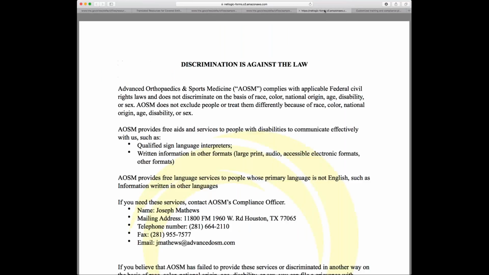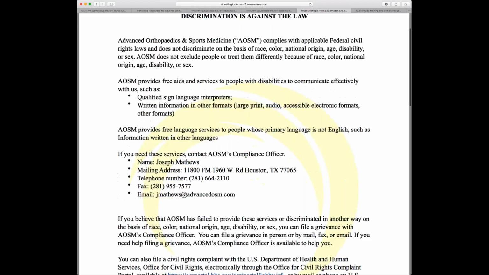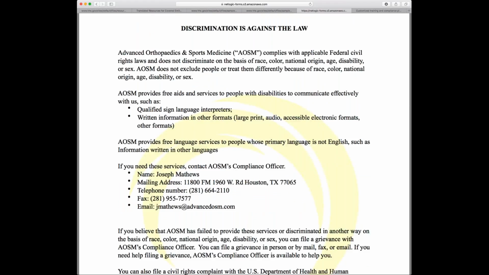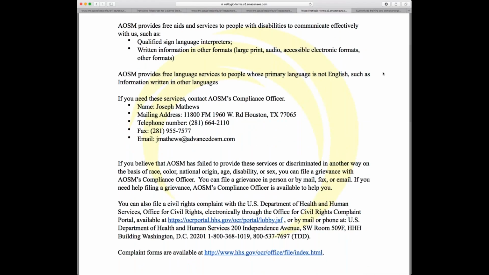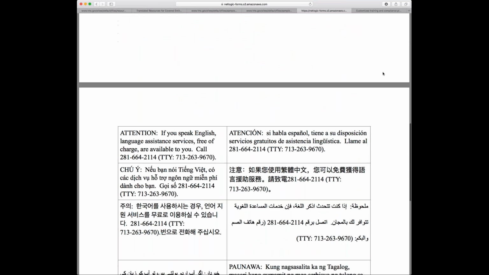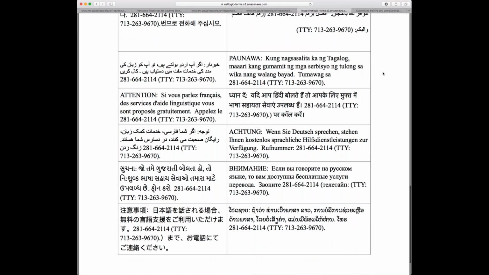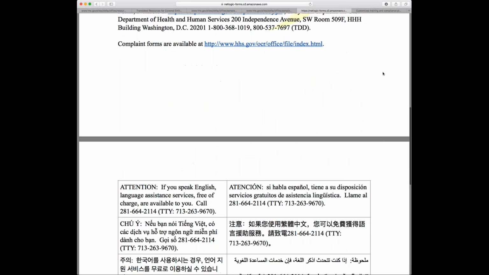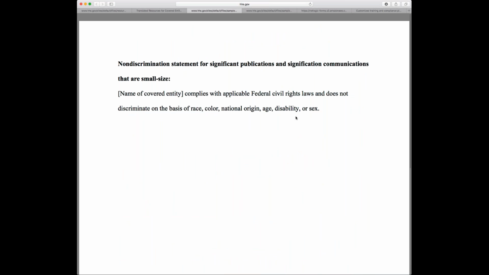This example, I have to thank Joseph Matthews of Advanced Orthopedic and Sports Medicine. He produced an example that meets all of the requirements. So not only have we got the statement and all of the required language, but now we're getting the taglines as a secondary page. And that posting wouldn't necessarily need to be required physically and on your website. But again, the statement is only required on those significant publications and marketing materials. Okay?